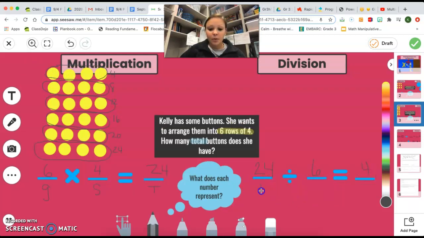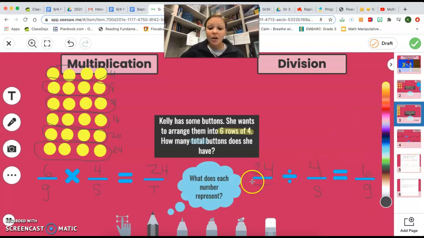So the 24 represents our total number of marbles, the 6 is how many groups, and the 4 is the size of each group, the same as in the multiplication problem. Or we could have said we have a total of 24, we put them in groups of 4, and we created 6 groups. In this case, the 4 would still represent the size of the group, and the 6 would still represent how many groups, depending on what we were solving for.